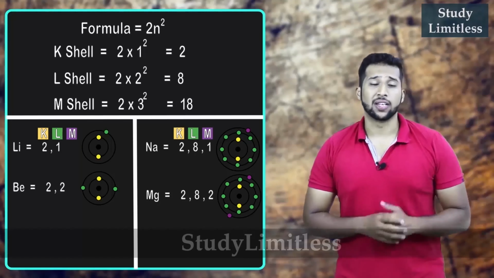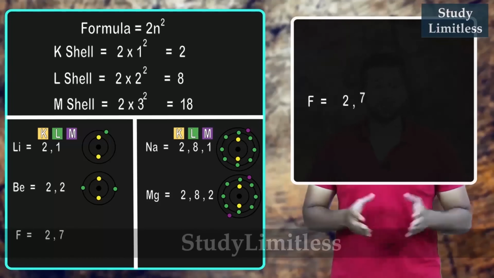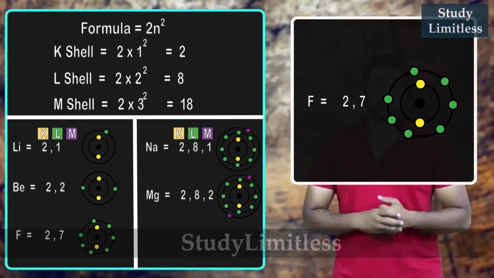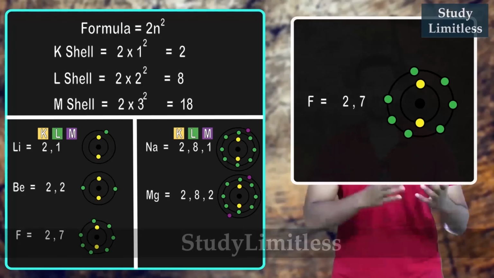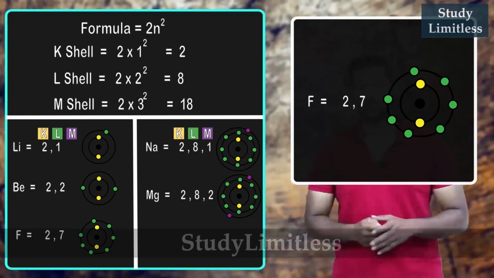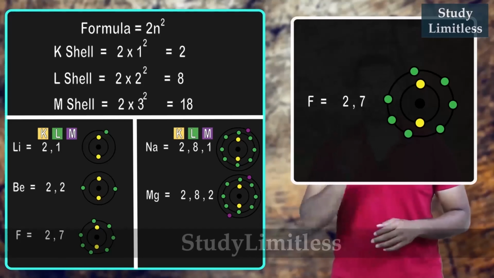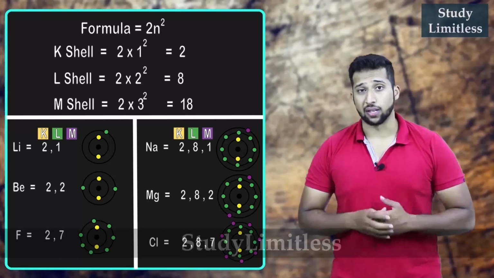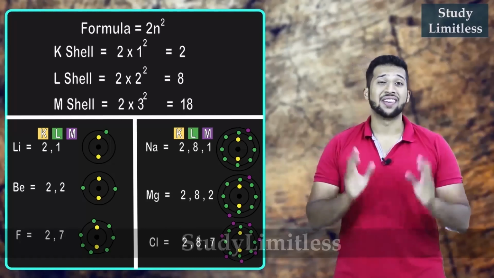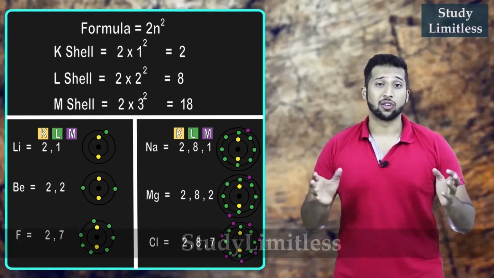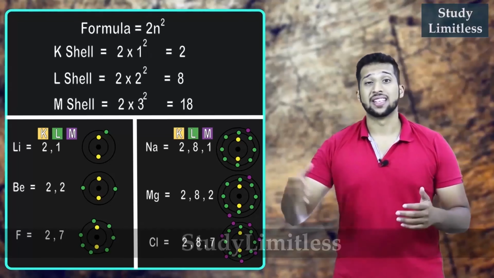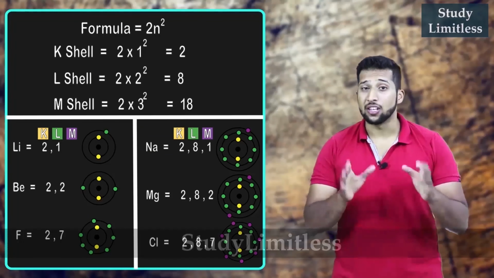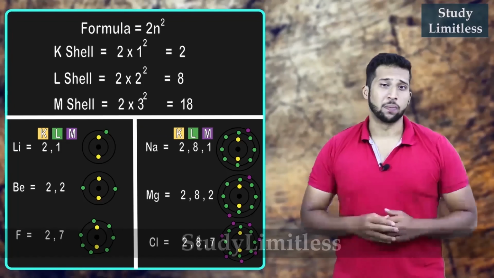Let's go to the other side of the periodic table, to the halogen group. Let's talk about fluorine. Fluorine has 9 electrons, so the electronic configuration is 2, 7, with 7 electrons in the valence shell. The valence shell over here is L. Let's compare it to chlorine, which is just after fluorine in the same group. It has 17 electrons. The electronic configuration therefore is 2, 8, 7, which means you have 7 electrons in the valence shell, but the valence shell now is the M shell.